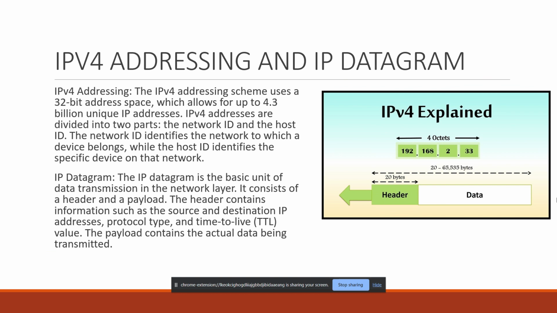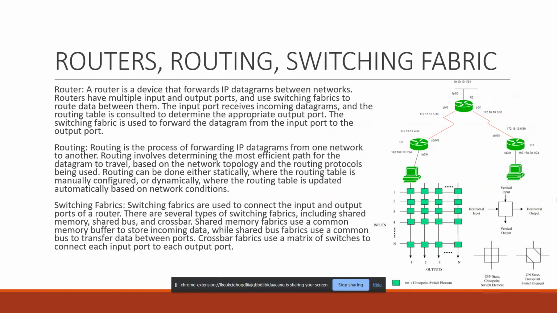that network. The IP datagram is the basic unit of data transmission in the network layer and consists of a header and a payload. The header contains information such as the source and destination IP address, protocol type, and the time to live value. The payload contains the actual data that is being transmitted. Routers, routing, and switching fabric.